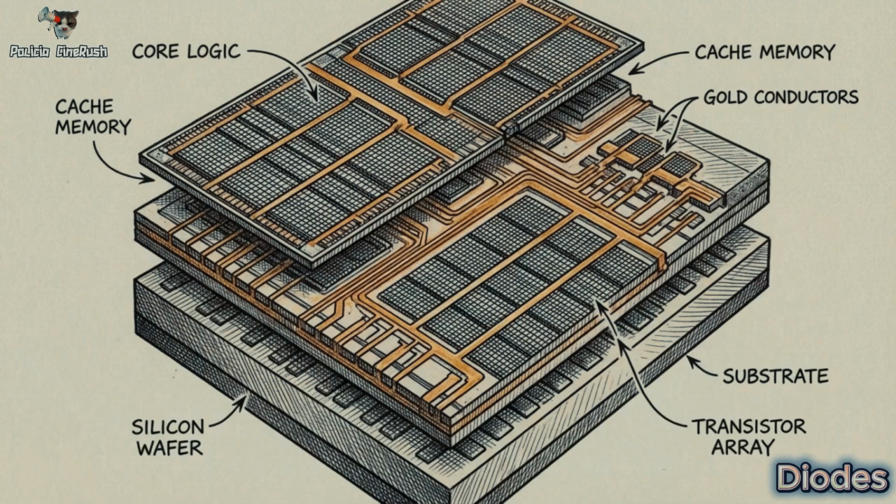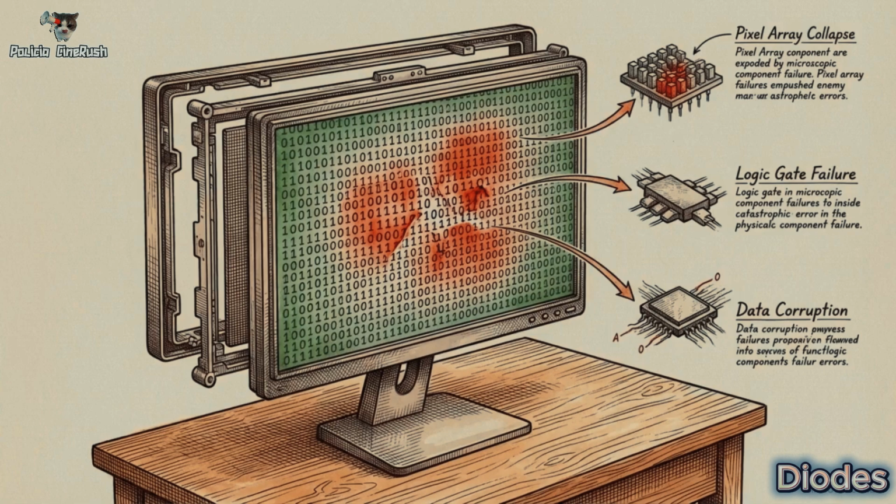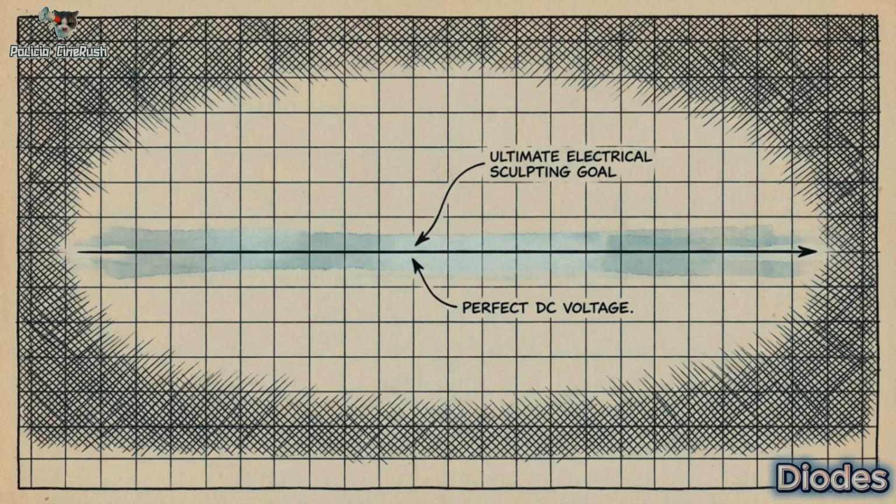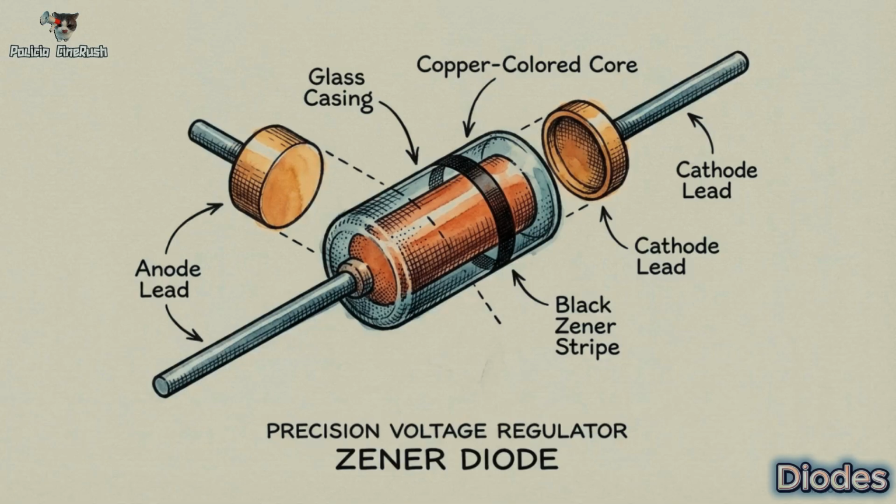That gentle ripple is a huge improvement, but modern microprocessors are incredibly sensitive. Even a slight waver in voltage can cause digital errors or faults in microscopic components. To get a perfectly flat line, we bring in our final sculpting tool, the voltage regulator. This relies on a highly specialized component called a Zener diode.